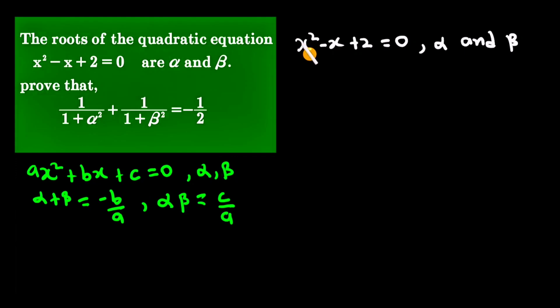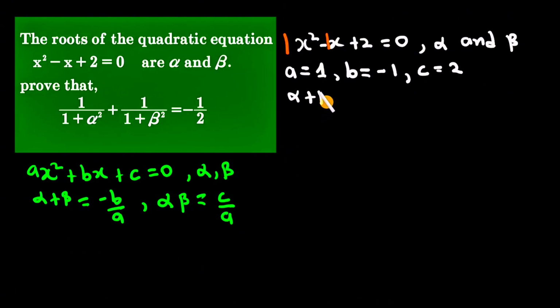constant term. You know that x squared means 1x squared and x means 1x, so the coefficient of x here is minus 1. Comparing this quadratic equation with this one, a here will be equal to 1 and the b here will be equal to negative 1. C will be equal to 2.